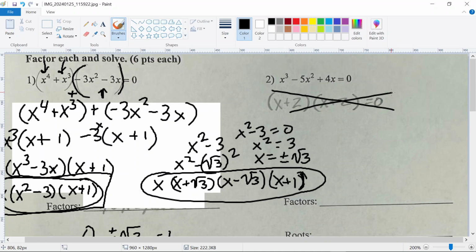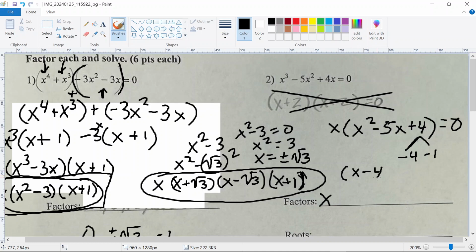That is blather. It's not right. I will factor out an x. X times x squared minus 5x. I'm just lowering the power of each x. Plus 4, by 1 power equals 0. So now, one of the factors is x. I have to find factors of 4 that add to minus 5. How about negative 4 and negative 1? So this is x minus 4 and x minus 1.